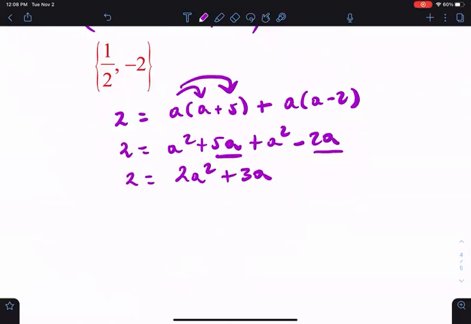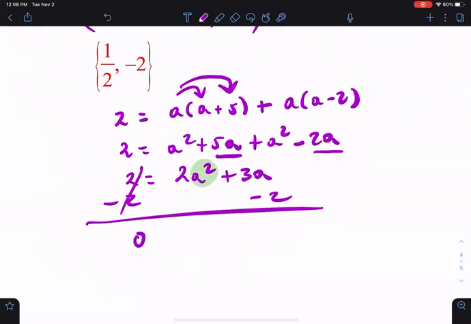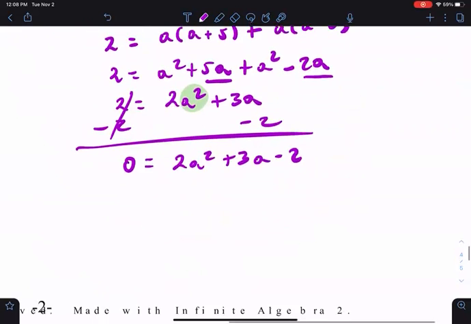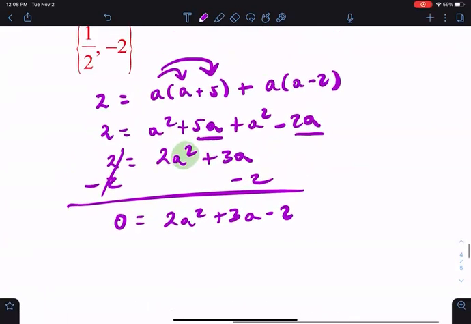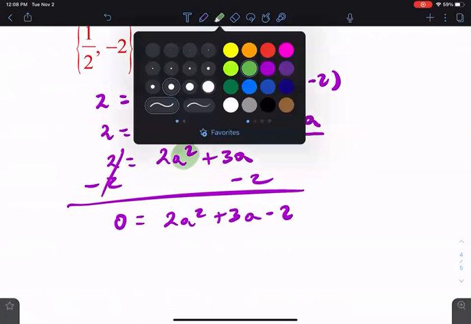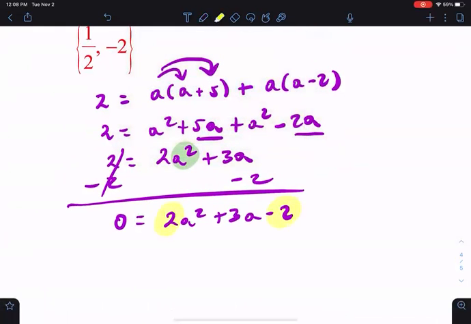So I need to subtract 2 on both sides because I have a quadratic equation again, right? So this is 0 equals 2a squared plus 3a minus 2. Now I need to factor, right? I'm going to use the AC method. So I'm going to multiply this times this, right? So this is 0 equals a squared plus 3a minus 4.